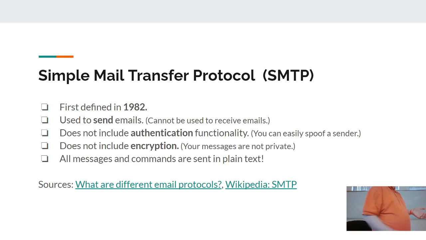It also doesn't include any encryption. There's no encryption in SMTP whatsoever. That means your messages are sent over plain text. So if you send an email over SMTP, anybody on that network can see the packets going back and forth, and they can read your emails. That seems like a big deal today, right?